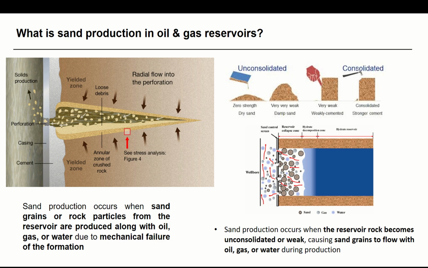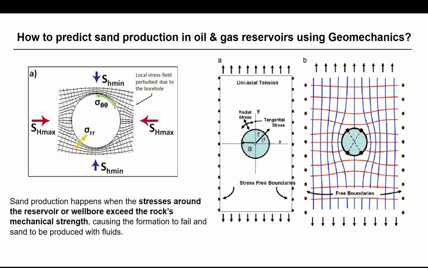which happens in unconsolidated or weak reservoirs. When the reservoir becomes unconsolidated or weak, it causes the grains to flow with oil and gas during normal production. But the question is, why do these sand grains or rock particles get produced, an unwanted production, along with oil or gas?